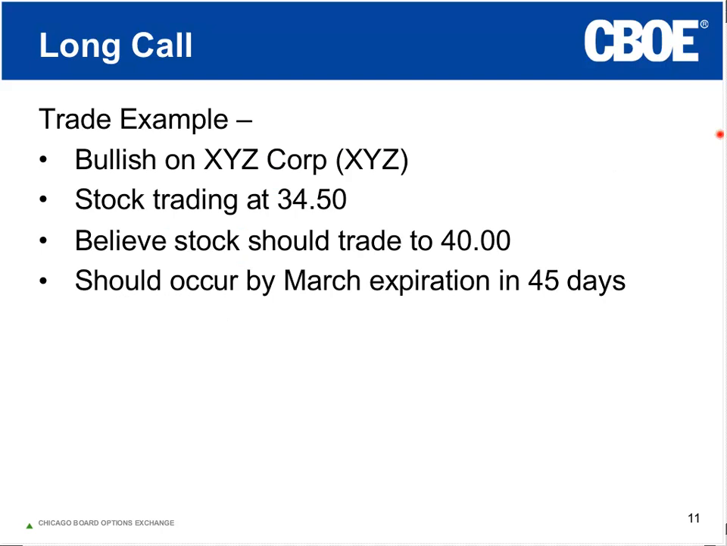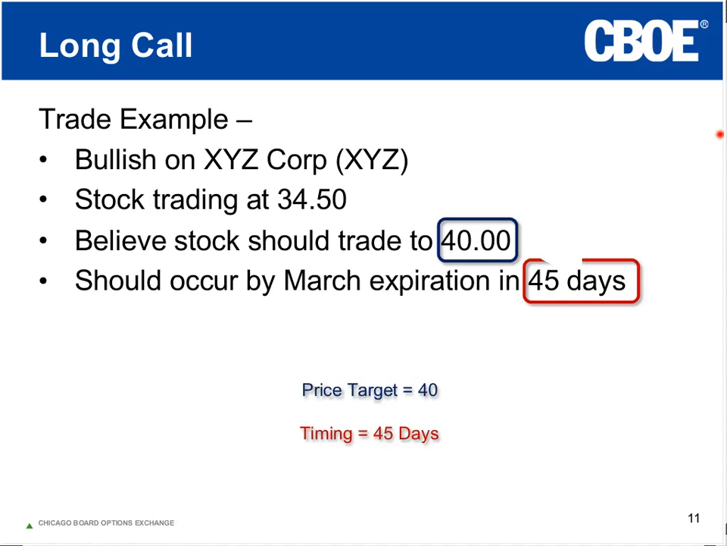So we're bullish. We're going to put on a bullish trade here. We've got a bullish outlook on XYZ Corp. Again, sticking with that generic ticker symbol there. Right now, the stock is trading at $34.50. We've got two components to this trade, two components to the outlook. First off, we believe that our stock should trade to $40 a share, and then we expect this to occur in the next 45 days. So this should occur by March expiration. So we've got a price target, $40 a share, and we've got a timing of that outlook of 45 days.